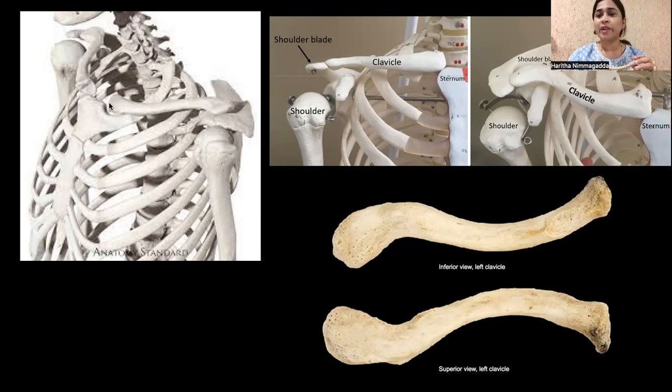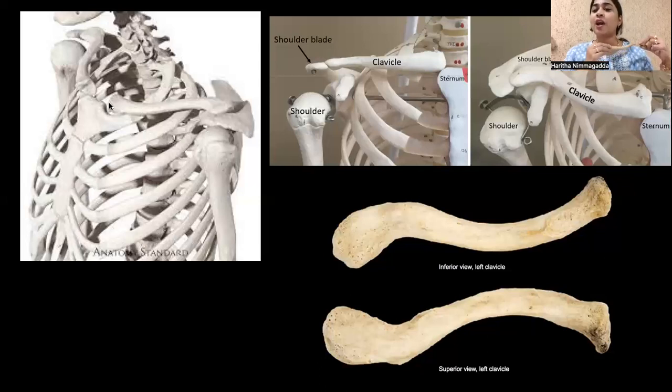It has one medial end which is rounded. In my hand, you can see there's a clavicle. Here the medial end is rounded, and the lateral end is flat. I'm giving you a closer look to see. There is a medial end which is rounded, and a lateral end which is flat. Medial end means close to the midline, lateral end is away from the midline. So the medial end is rounded, the lateral end is flat.